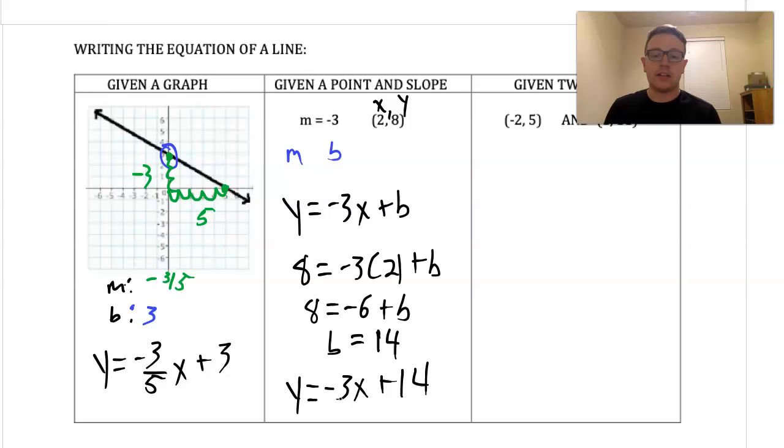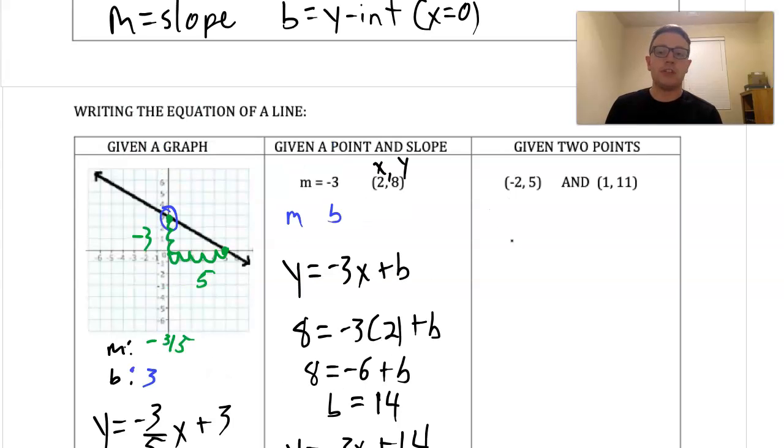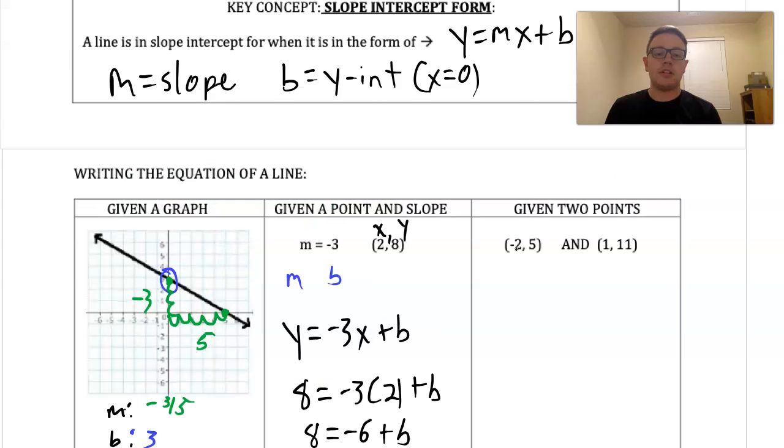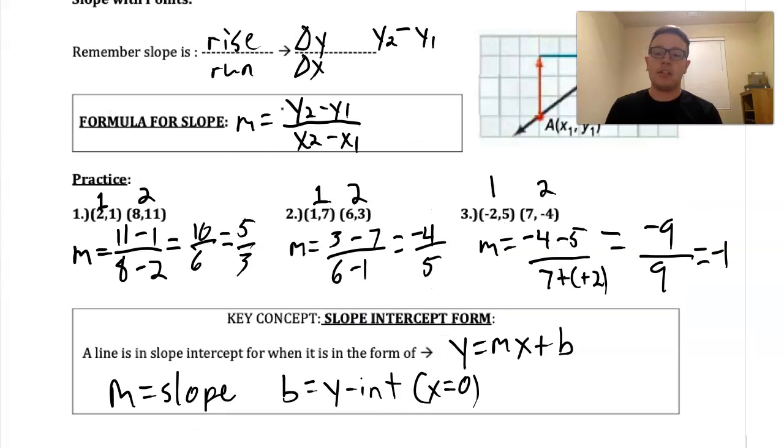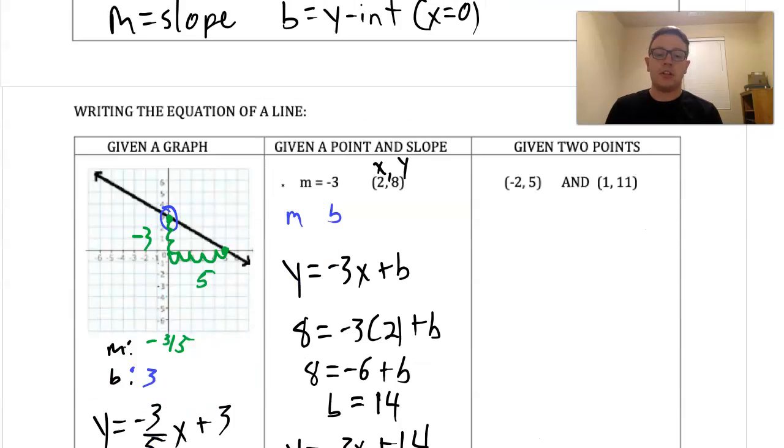So pretty simple here. What about if we're given 2 points? Now this one's harder. We don't have m and we don't have b. We have 2 points though. What do we know that we use 2 points for? We look back up, we see we have a formula for slope that uses 2 points. So let's mark these points. We'll call this one 1 and this one 2. We know then that our slope is going to be equal to y2 minus y1 over x2 minus x1.